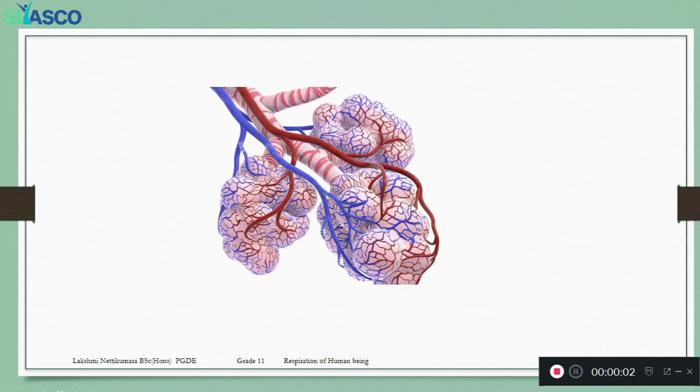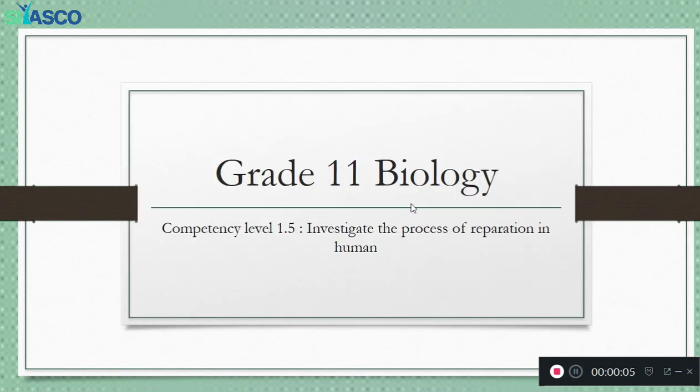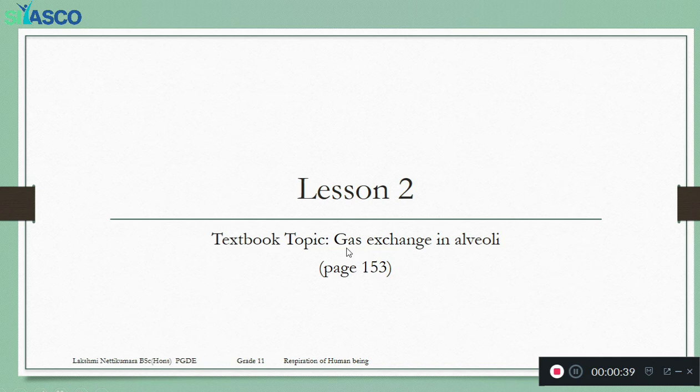Dear children, this is the second lesson of this competency level 1.5. Investigate the process of respiration in human. In our first lesson, we have already discussed the first type of respiration. There we learned that the respiration mechanism can be divided into three, and we discussed inhalation and exhalation as the first type of respiration. Now we came to the second part, gas exchange in the alveoli.